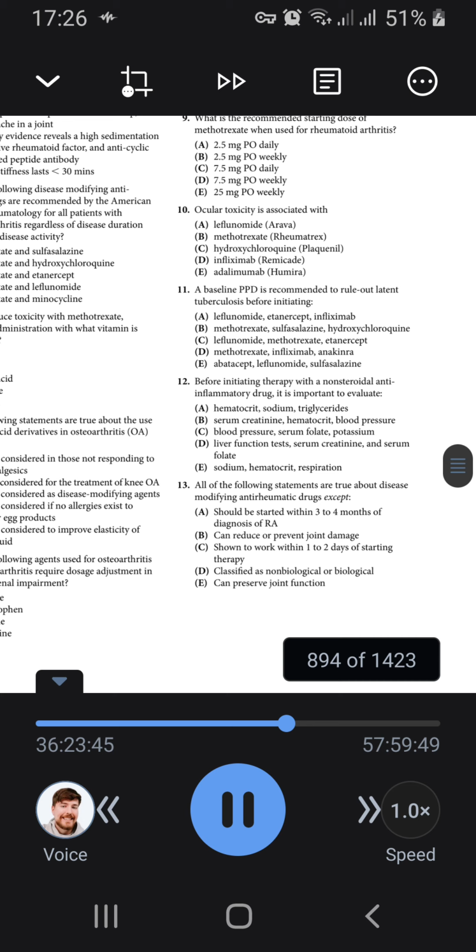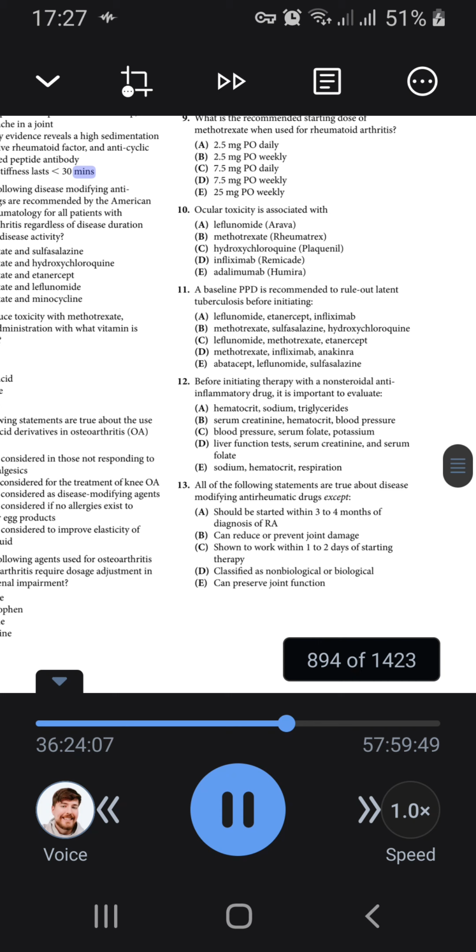872 Chapter 42. 3. When consideration is given to diagnosing osteoarthritis, which of the following statements is false? A. Joint tenderness, diminished range of motion, and/or articular crepitus can be assessed. B. Radiographical evidence will show joint space narrowing. C. Common patient complaints include a deep, localized ache in a joint. D. Laboratory evidence reveals a high sedimentation rate, positive rheumatoid factor, and anti-cyclic citrullinated peptide antibody. E. Morning stiffness lasts 30 minutes.